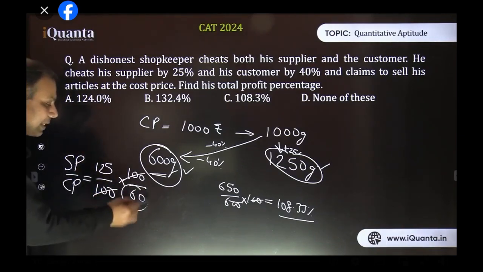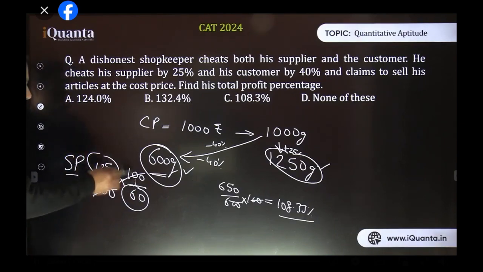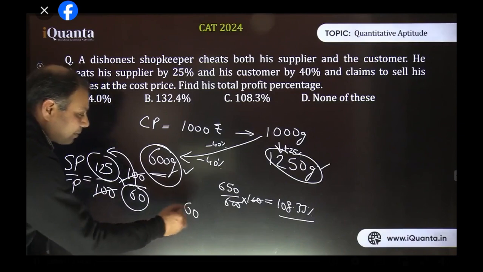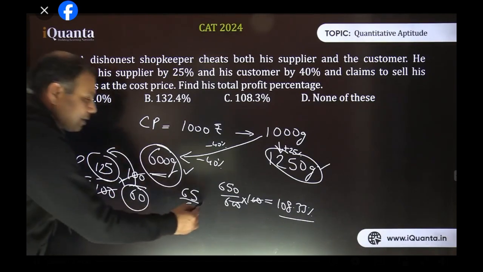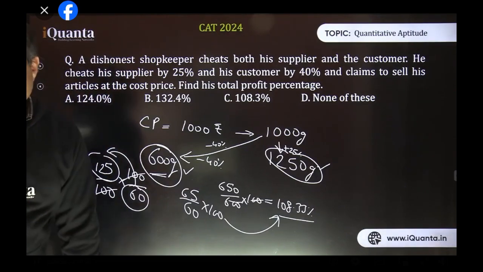The goods worth rupees 60 is being sold at 125 rupees. Isn't it? Goods worth rupees 60 is being sold at 125 rupees. So Nandita is the same thing here. So kitne ka profit hua? 65 at a cost price of 60. So 65 by 60 into 100, that will give you same 108.33%. Fine.